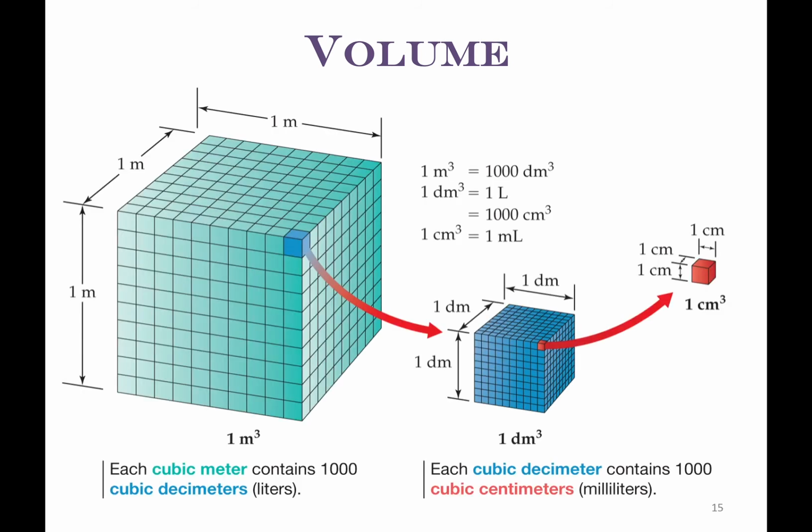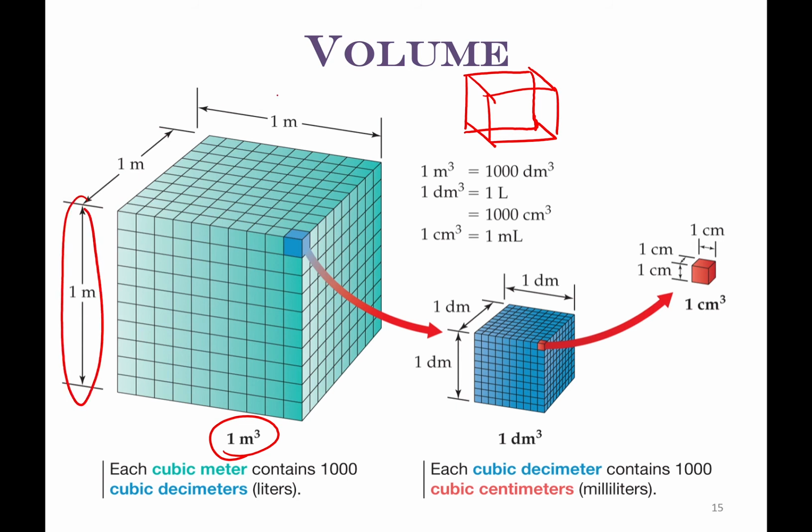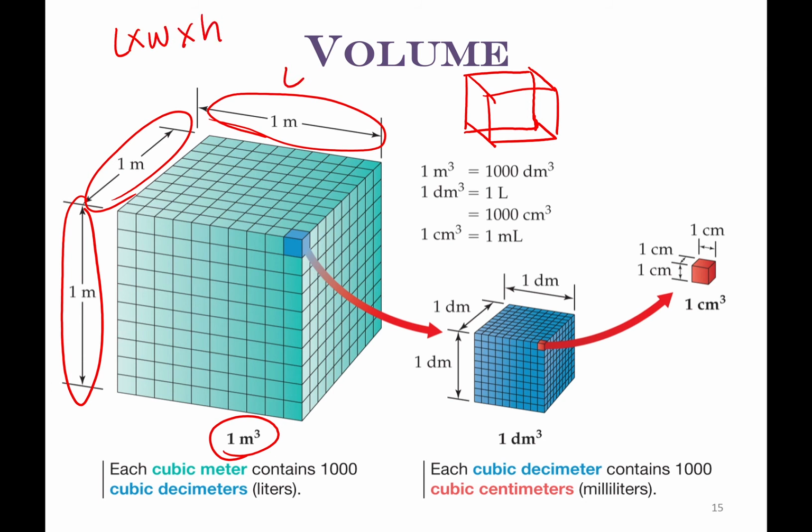So this is 1 cubic meter. That means that this is a cube, right? We all learn how to draw a cube in school, something like this. And this cube is 1 meter high, 1 meter wide, and 1 meter deep. Volume is length times width times height. So length, width, height, or whatever, whichever one you want to label.